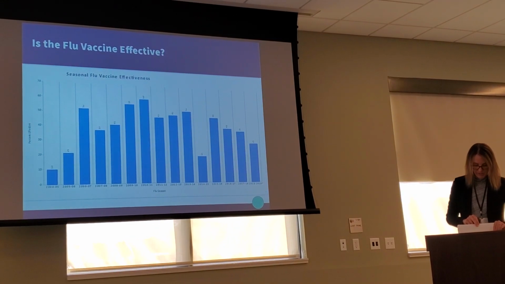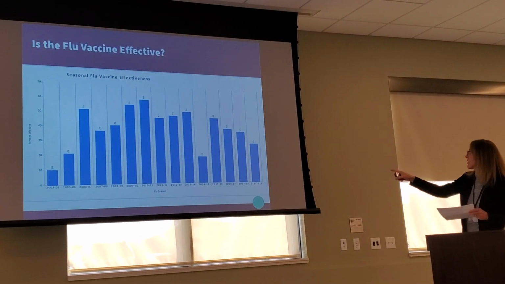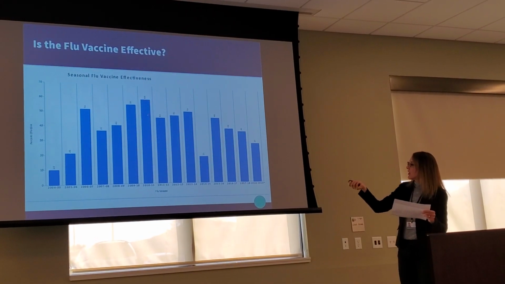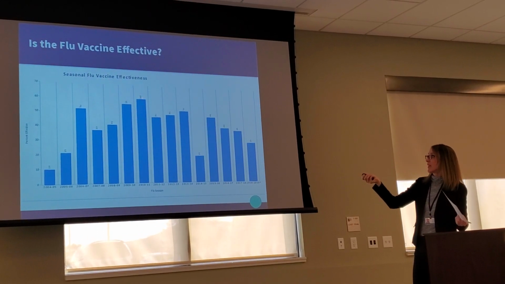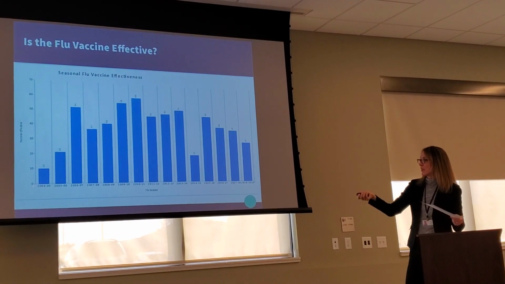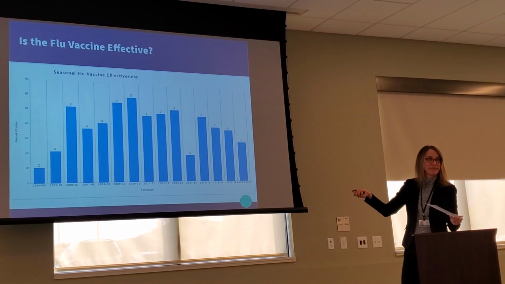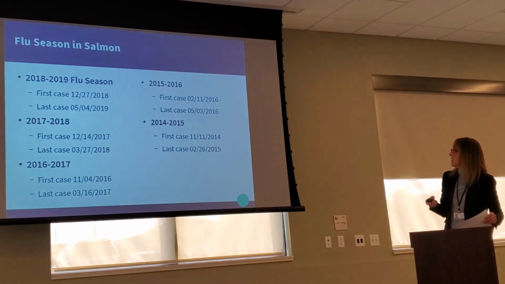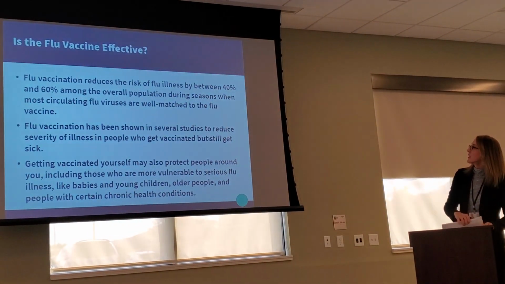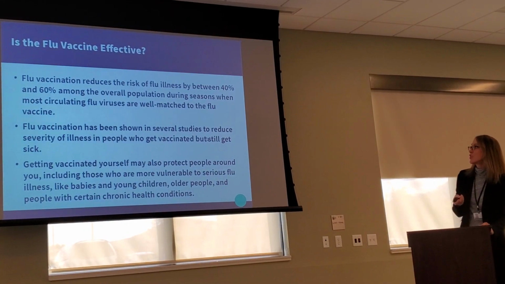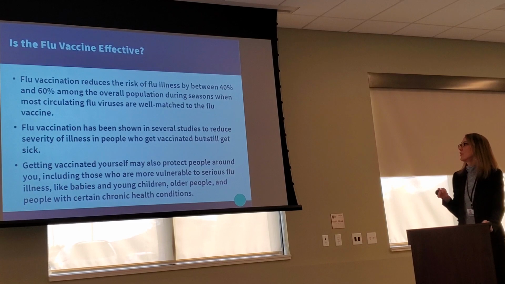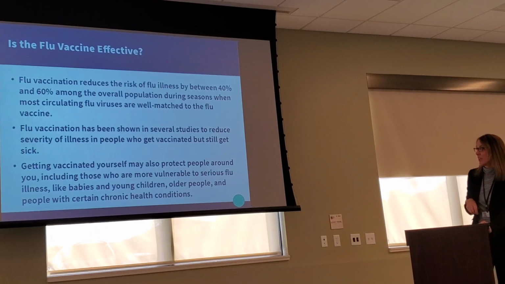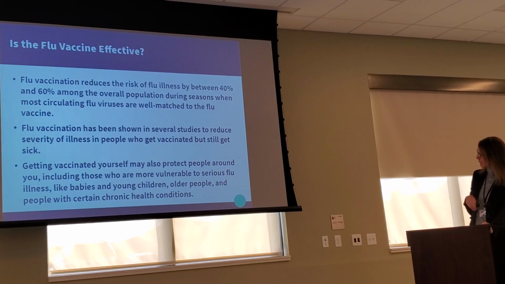Let me just find my slide in there. So last year, the flu vaccine was only 29% effective. But in 2010-2011, it was 60% effective. The worst looks like it was in 04-05, when it was only 10% effective. So sometimes it's very well matched and sometimes it's not. But flu vaccination reduces the risk of flu illness by between 40 and 60% among the overall population during seasons when most circulating flu viruses are well matched to the flu vaccine.